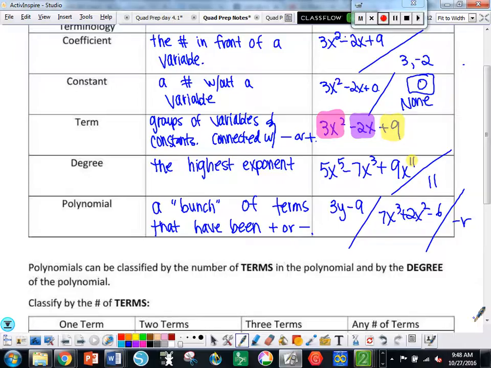It's an expression. That's what I'm going to write next. It's an expression using coefficients, constants, variables, and I'll add it together.